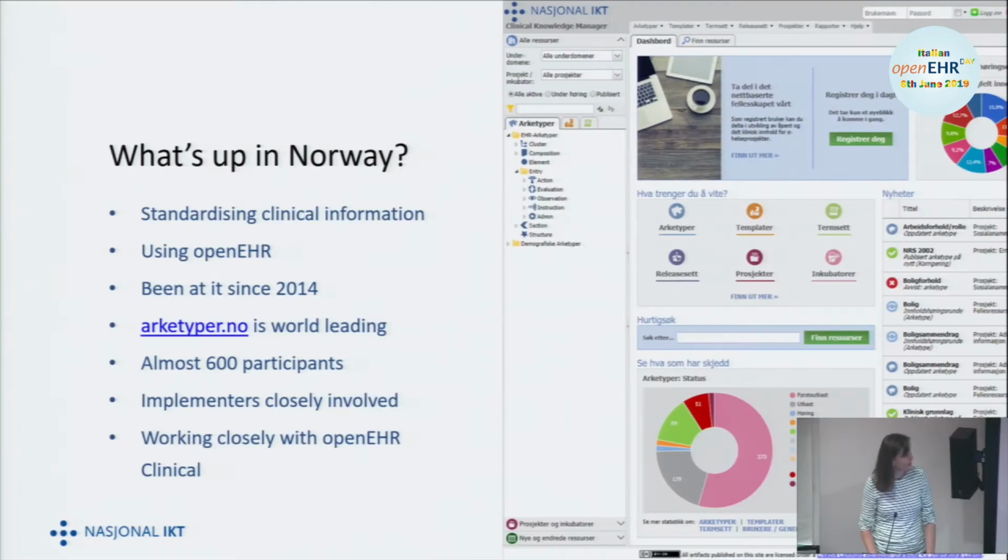And I have one slide on what we're doing in Norway. I'm not going to go into that, but if you go and look at the slides later, you can look at that yourselves.